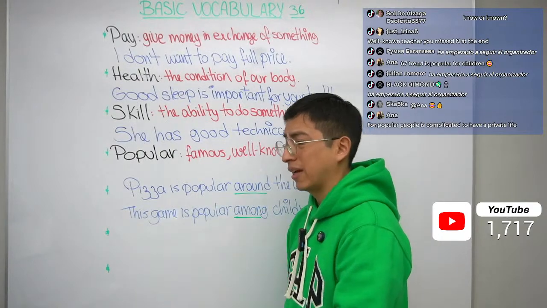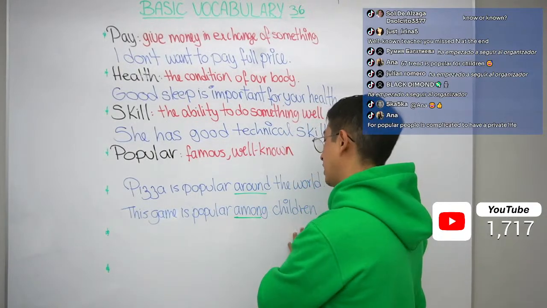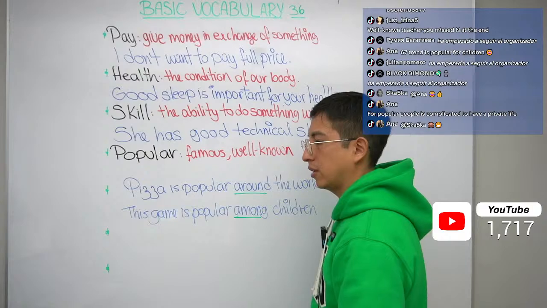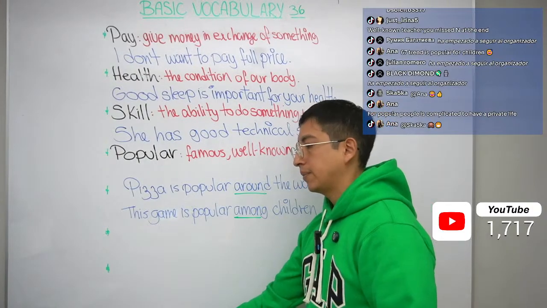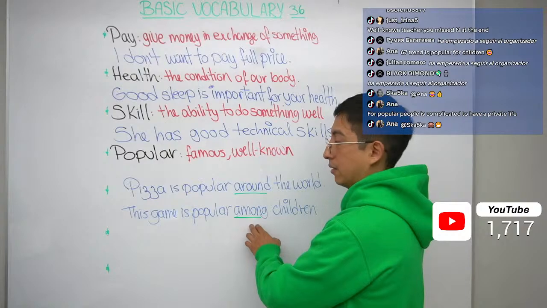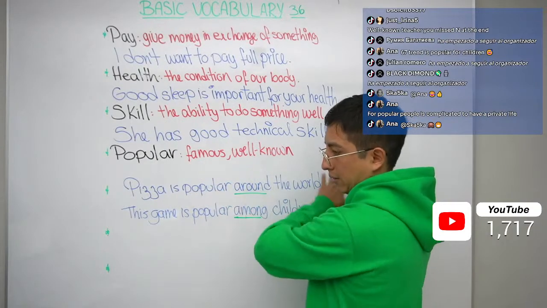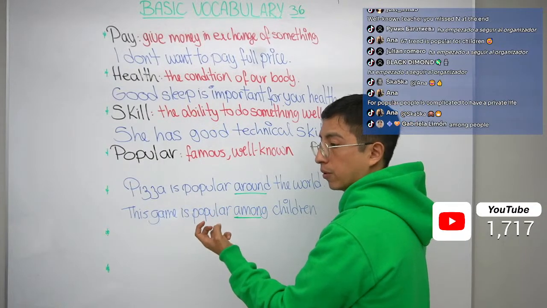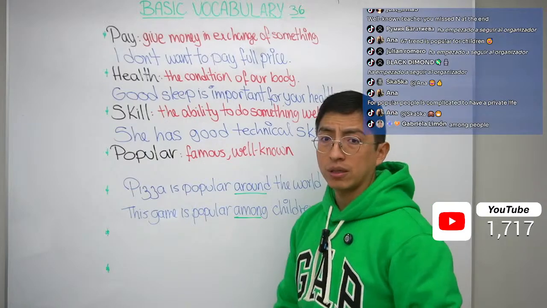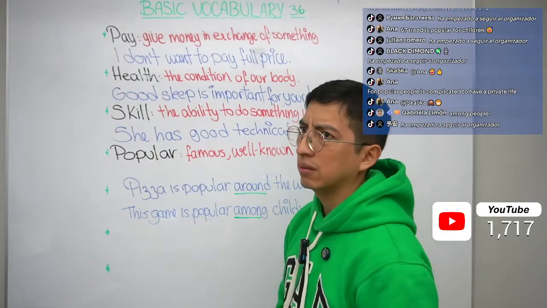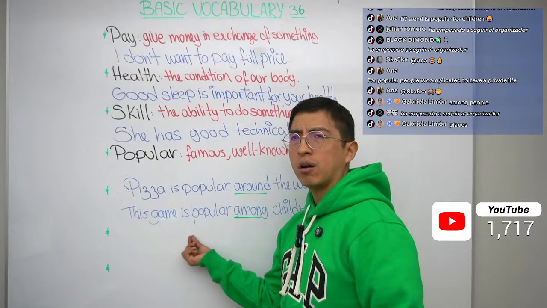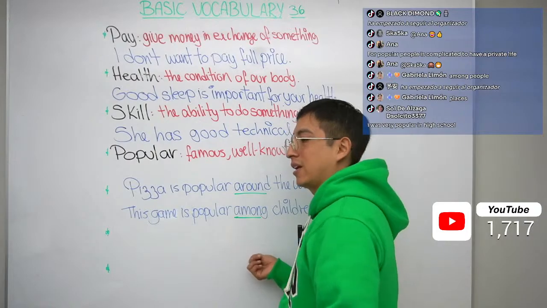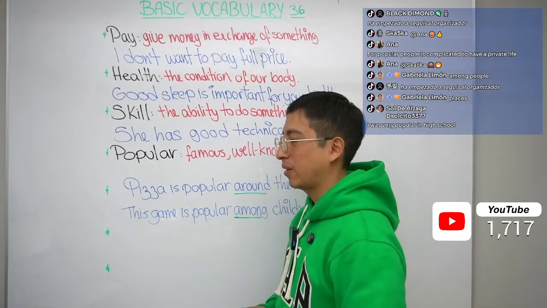Yes, or this video game. Among children, or with children. Yeah, that's another possibility too. Now be careful with that. Around when you're talking about places. Among if you're talking about groups of people. That's what it is. This movie is very popular among teenagers. Or with teenagers. That's another possibility too.